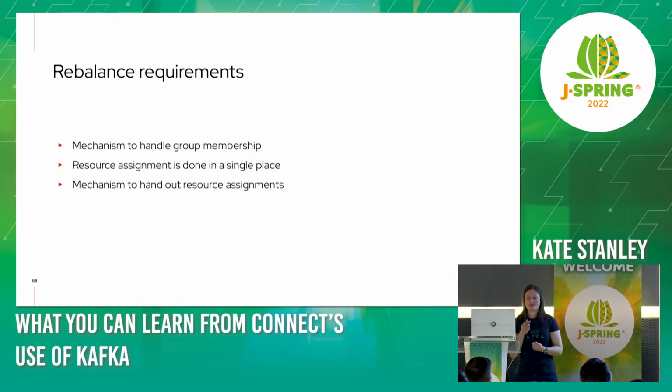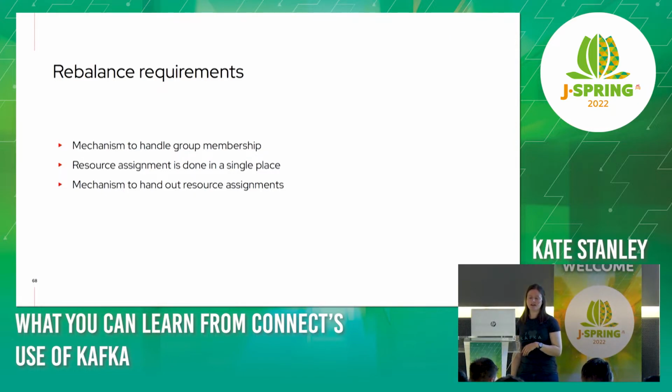They decided that this mechanism needed to have, firstly, the ability to handle group membership. They wanted both for Connect and for consumers to be able to define: these are the clients that are part of this group and need to have these specific resources spread amongst them. Ideally, they wanted resource assignment done in a single place, rather than having multiple different things trying to work out their assignment. And then you need a mechanism to hand out all of those resource assignments amongst the group.